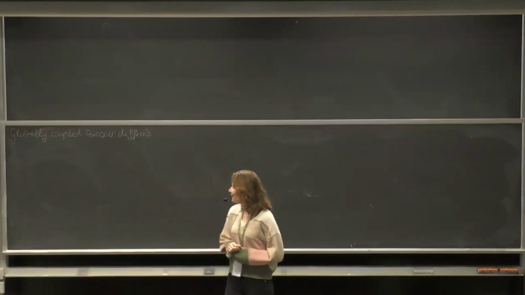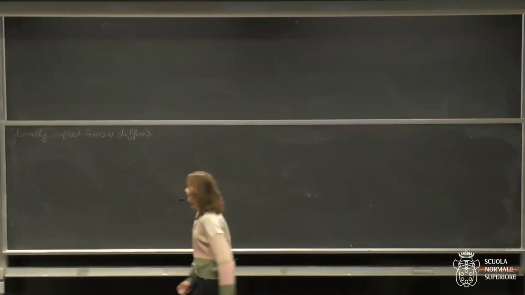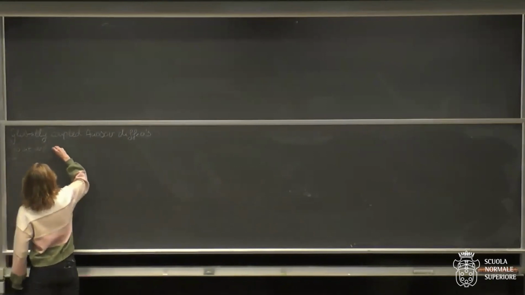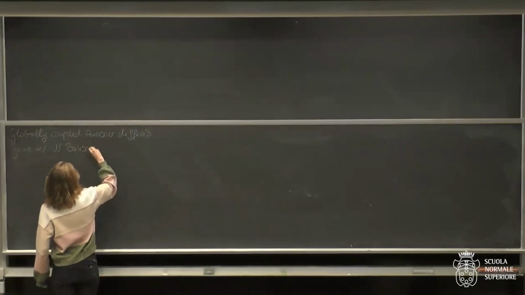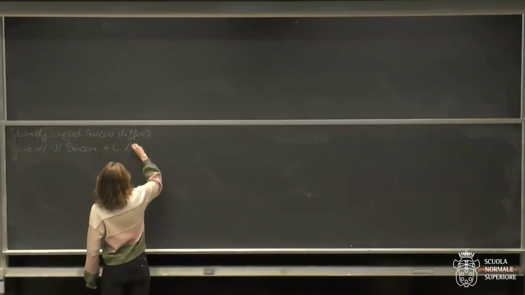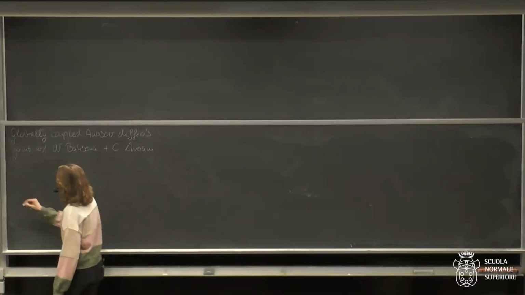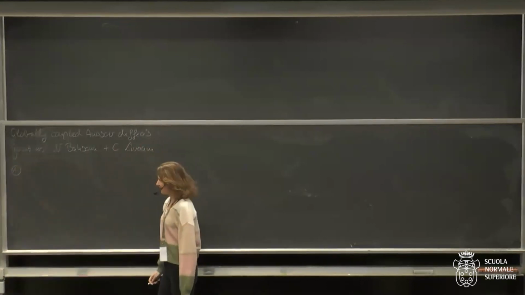So as Julia said, I'm going to talk about globally coupled Anosov diffeomorphisms. This is a joint paper with Vaal Bassoon and Carlangelo Liverani. So first, as an introduction, I want to explain the words in the title.